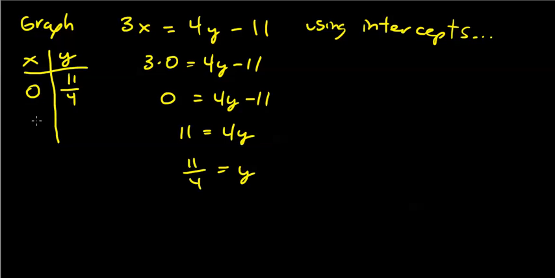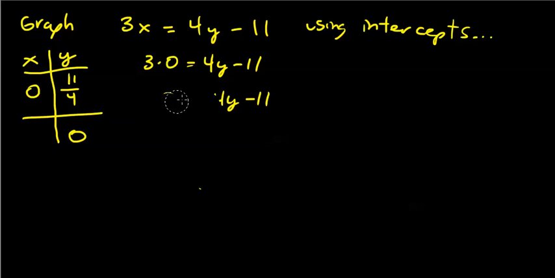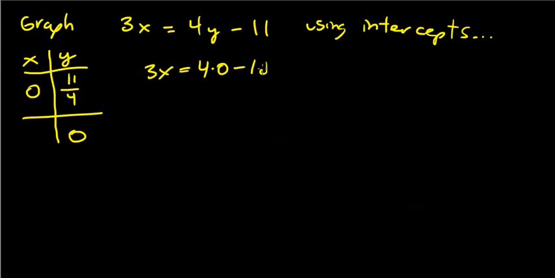Well, we were instructed to use the intercepts, so even though the intercept has a fractional coordinate here, we're going to have to do our best in graphing it. 11 fourths. Alright, similarly, if y is 0, let me substitute y equals 0 and solve for x now. I'll get the x-intercept. So 3x equals 4 times 0 minus 11. So 3x equals minus 11. So x equals minus 11 thirds.